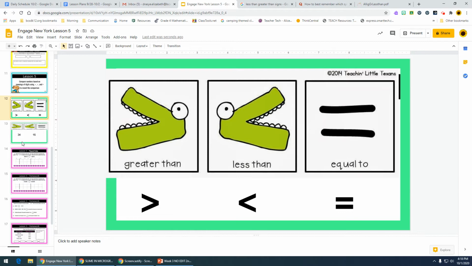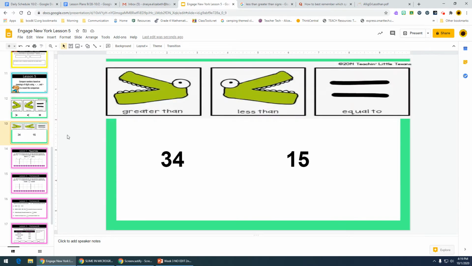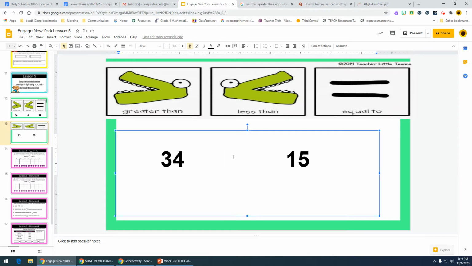So let's do an example together. We have the numbers 34 and 15. Which number is larger? If you said 34, you're correct. So we need to think of the symbol that has the alligator opening up to the larger number, 34. This shows us that 34 is greater than 15. Notice how the alligator's mouth is opening up to the larger number.